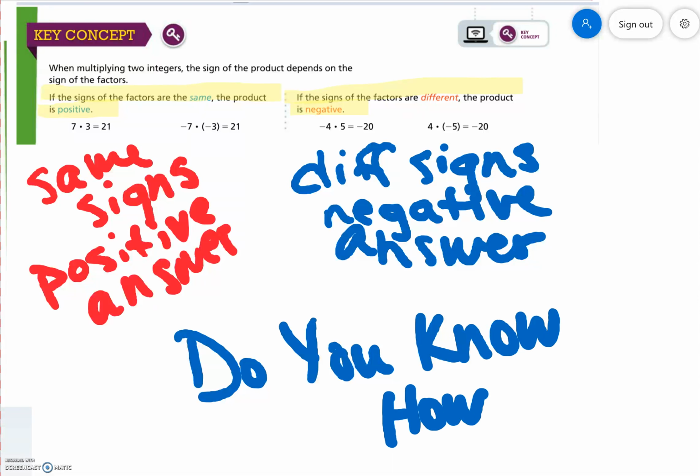Okay? Before you go on to your exit quiz, I want you to do the do you know how, which is right on the right-hand side of the paper. If you can't find it, raise your hand. After you have finished the do you know hows, please raise your hand so we can check it and give you your exit quiz.